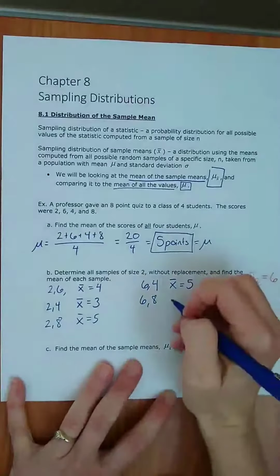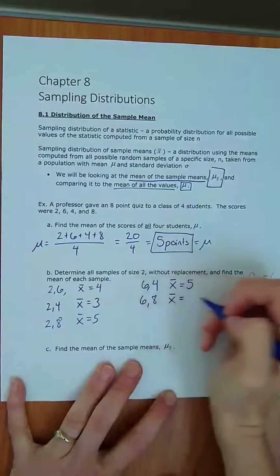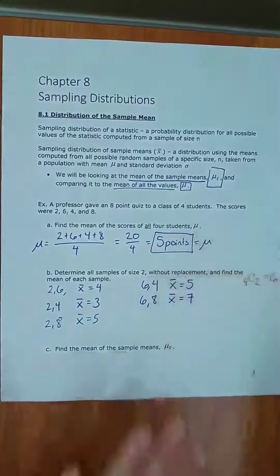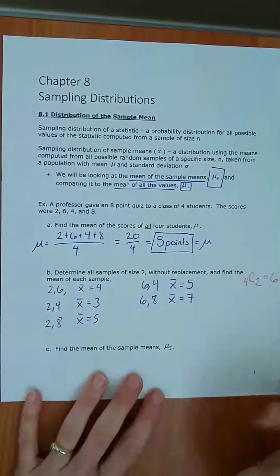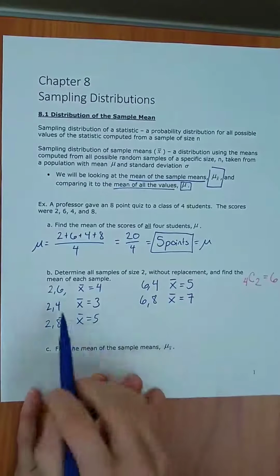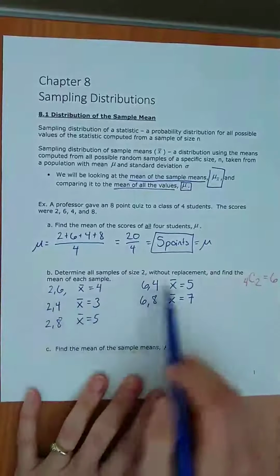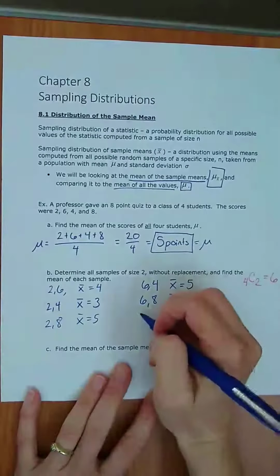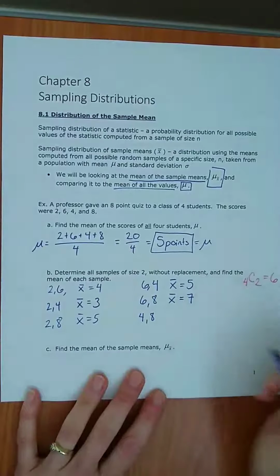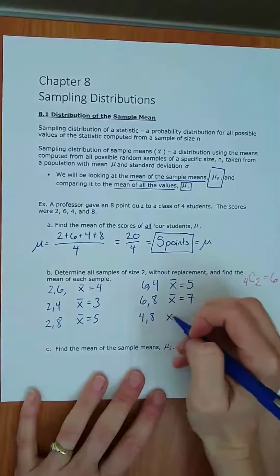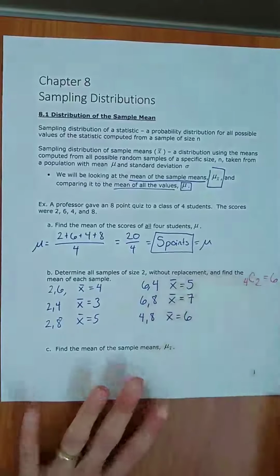6 plus 8 is 14. 14 divided by 2 is 7. Their average was higher. Those were the two highest scoring students out of the 4 students. So we got everybody with the 6 points. The 4, we got 4 and 2, 4 and 6. So I guess we need 4 and 8. Those two students haven't been paired up yet. So 4 and 8, 4 plus 8 is 12. 12 divided by 2 is 6.